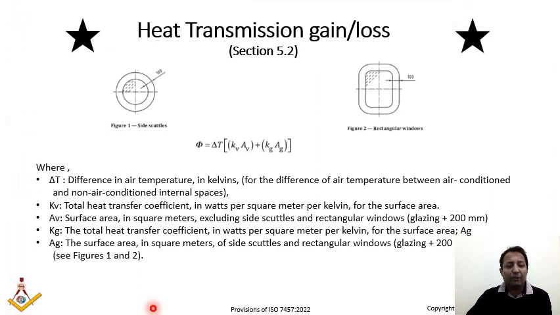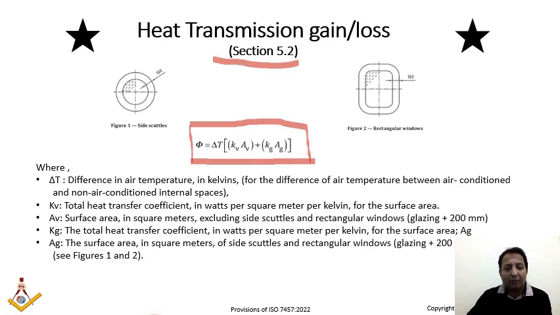Here section 4.2, if you see, it talks about heat transmission gain and loss, and this is the formula which has been given over here, and this is what each one means. Obviously this formula talks about the heat transmission, heat gain or heat loss. So let's go one by one.